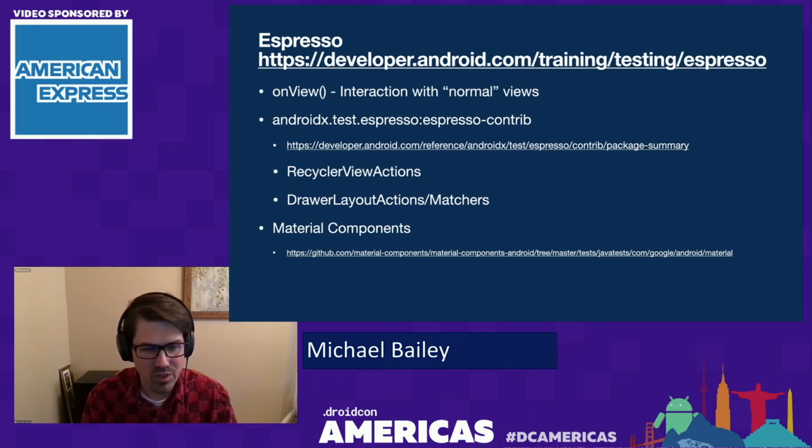Unfortunately, for most of the material components, there's no library I'm aware of that knows how to interact with those specific components. You can go to their own tests in the source code for that library and pull some of the code out that they have in the tests for the material components. It'll show you how to interact and give you examples of view matchers and view actions for material components if you go to that link there.